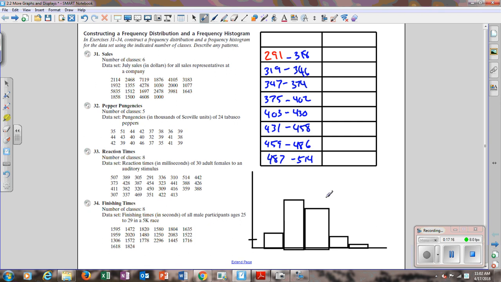All right, now we tally them up. So between 291 and 318, there's 1, 2, 3, 4, 5. There's 5 there. 319 to 346: 1, 2, 3, 4.